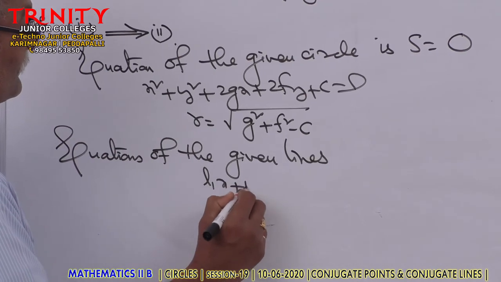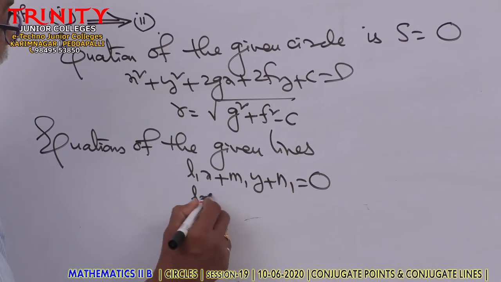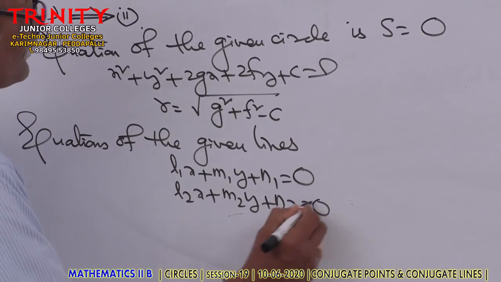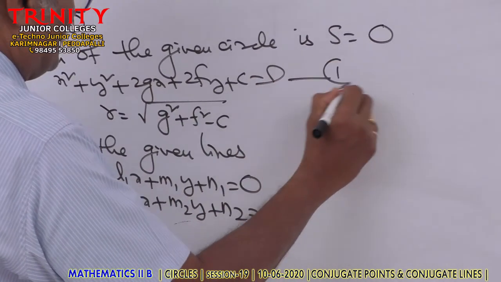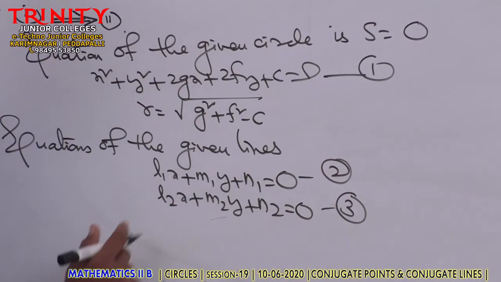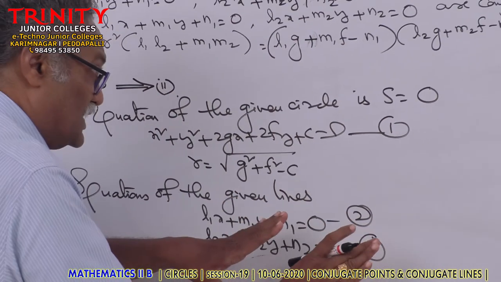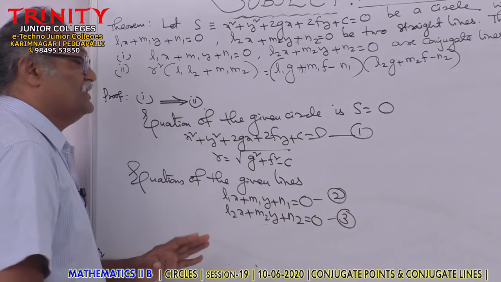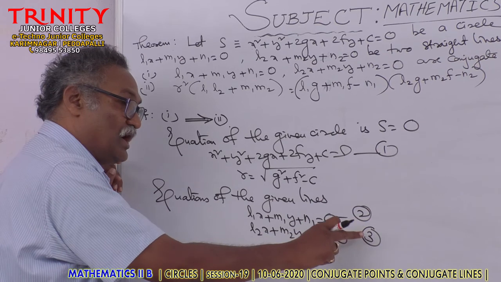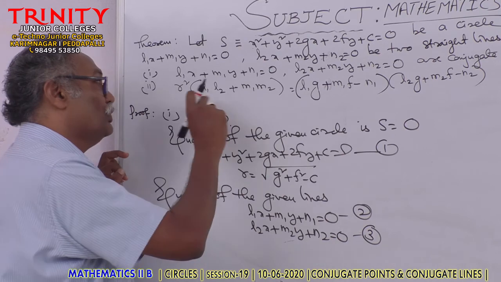L1x plus M1y plus N1 equals 0 and L2x plus M2y plus N2 equals 0. Call these 1, 2, 3. Here, if 2 and 3 are conjugate lines with respect to 1, then we have to prove this one.